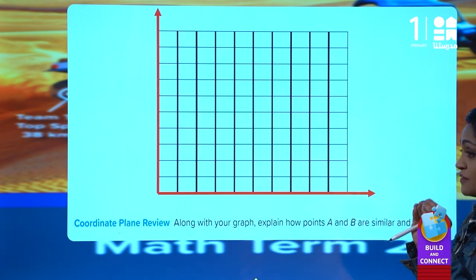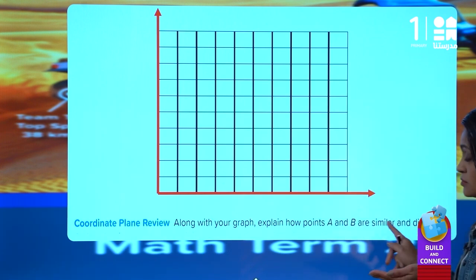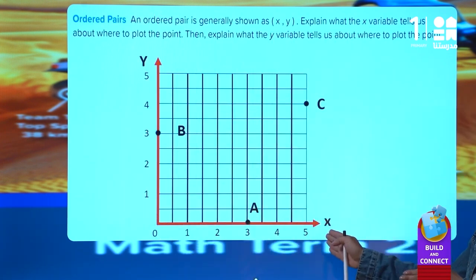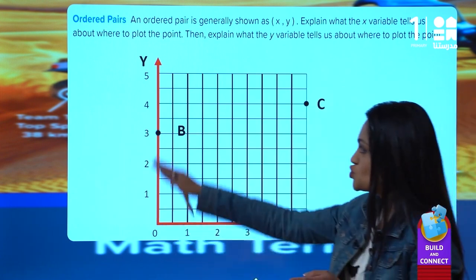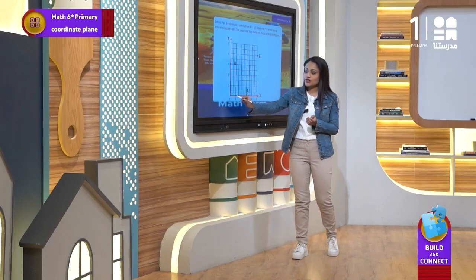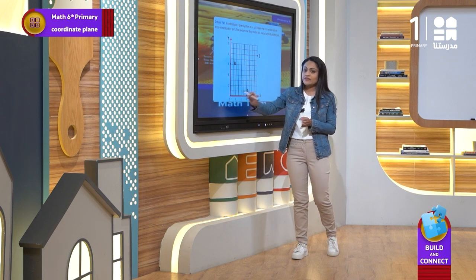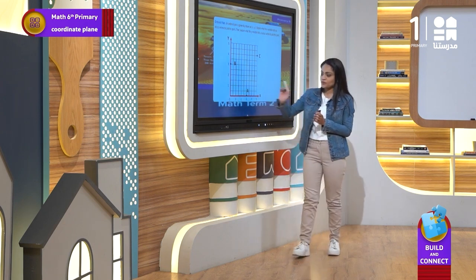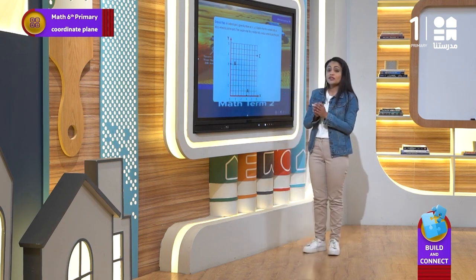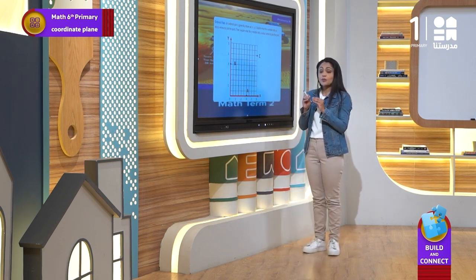They are numbered from 0 to 5 on the x-axis and 0 to 5 on the y-axis. Okay, of course, starting from the origin. And the start point here, the origin, is what? 0 and 0, right? So to plot the points, we start with the point C.